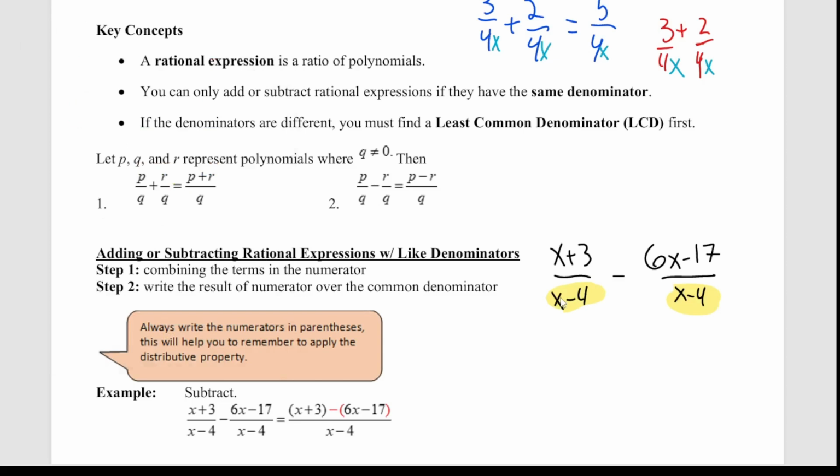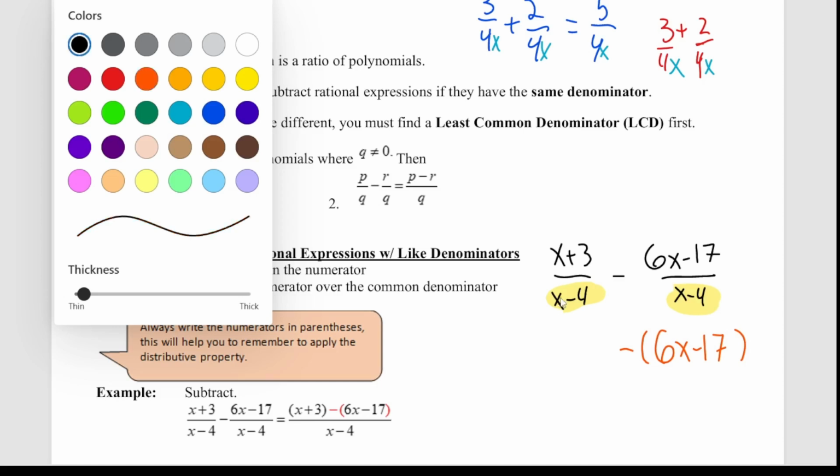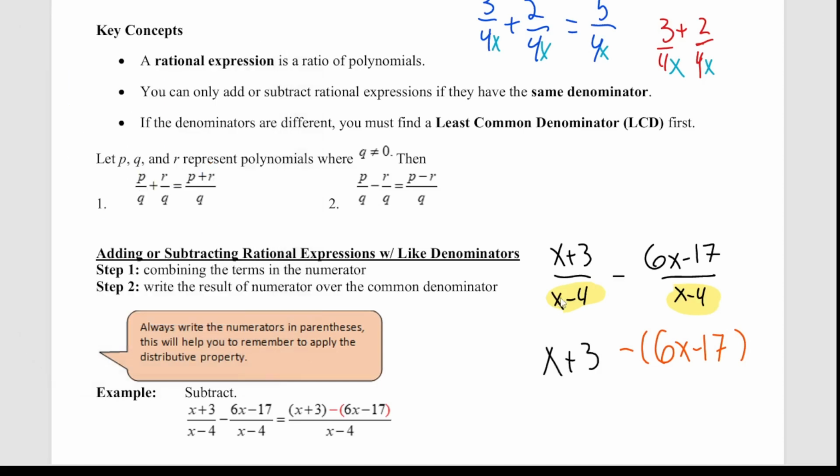We're able to go ahead and just add or subtract according to what's the operation, just straight across the numerators. In this case, it's subtraction. So in particular, I would note subtracting, in parentheses, all of 6x minus 17 from x plus 3, and that would all be over the like denominator, x minus 4. In the same way that whenever we have 3/4 minus 2/4, that becomes 3 minus 2 all over 4.